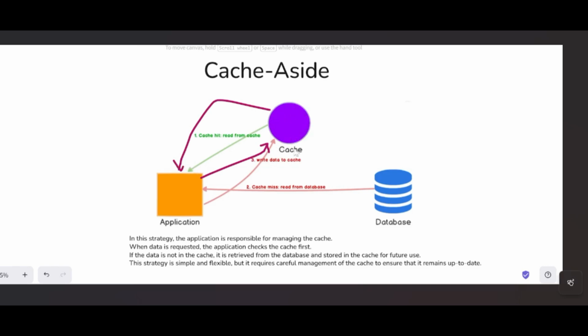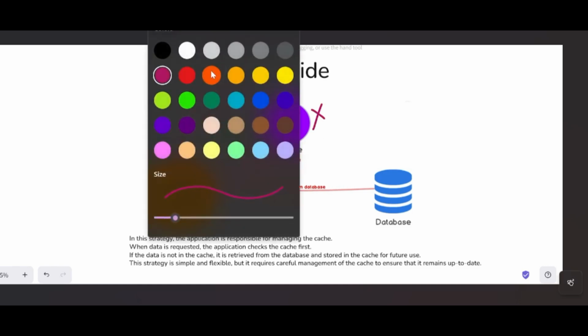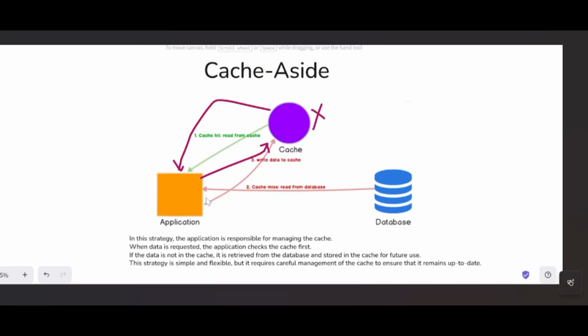Suppose the data is not in the cache. In that case, what will happen? The application will read the data from the database, because here we have some sort of cron job, or some background method, which will redirect this request to the database. Now from the database, my application will read the data.